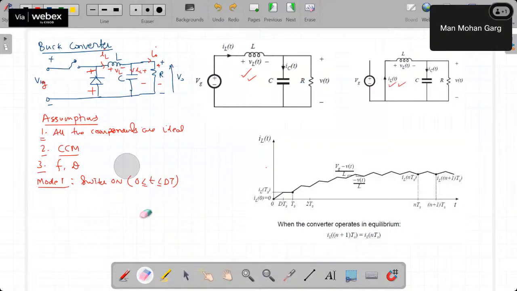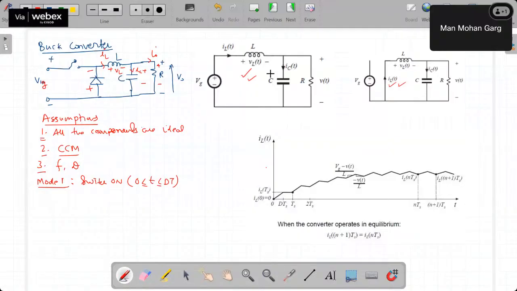Okay, so this becomes reverse bias. So this diode will be off, switch is on now. This will be the equivalent circuit. Now, in analysis of any converter, we need two things. One is the inductor voltage, another is the capacitor current. The number of inductors, number of capacitors. For all capacitors and for all inductors, we need to know these things: inductor voltage and capacitor current.